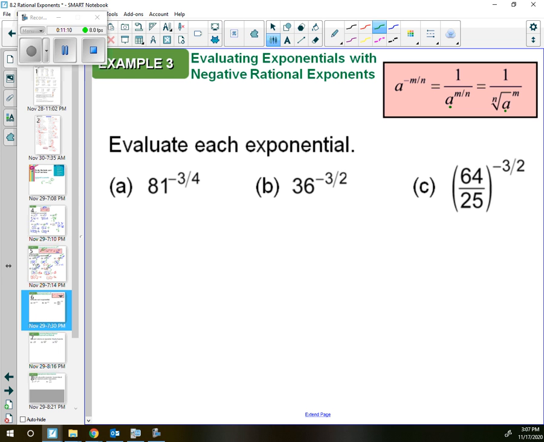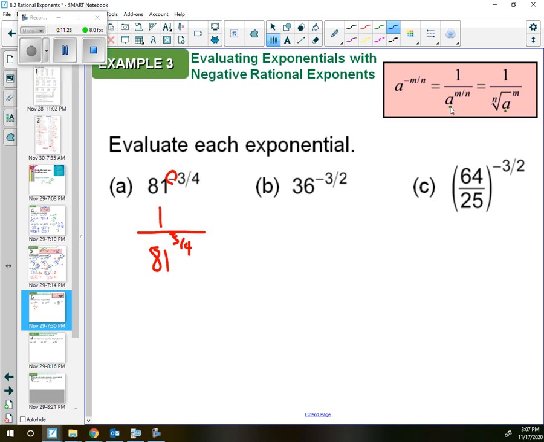So just think about where they need to end up. All right, so when I look at this first one, 81 to the negative 3/4, that negative sign is not meaning a negative number. It's up in the exponent, it means reciprocal. So this is going to be 1 over 81 to the 3/4 power. I'm going to put those values where they belong right away.